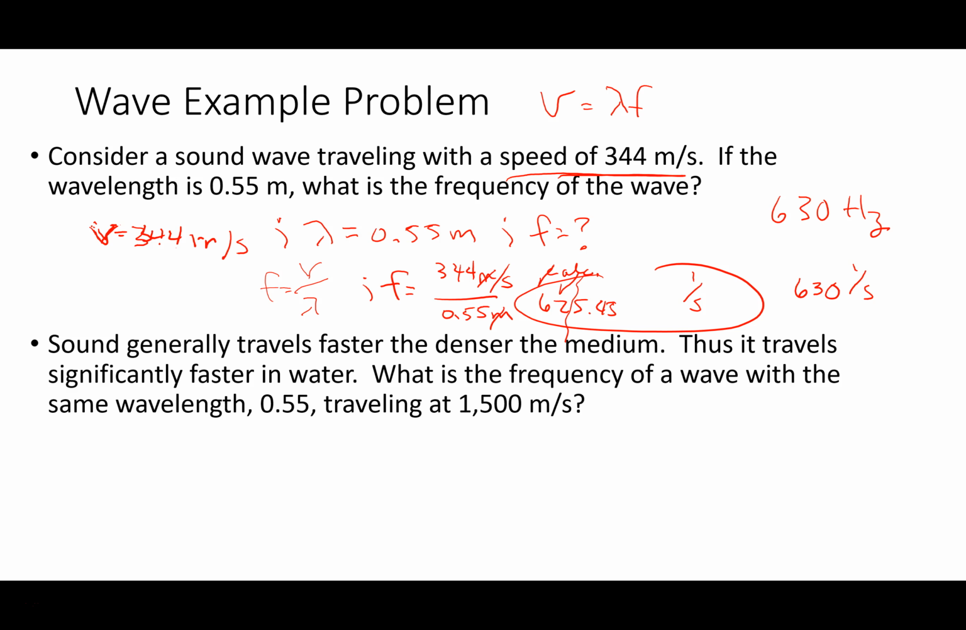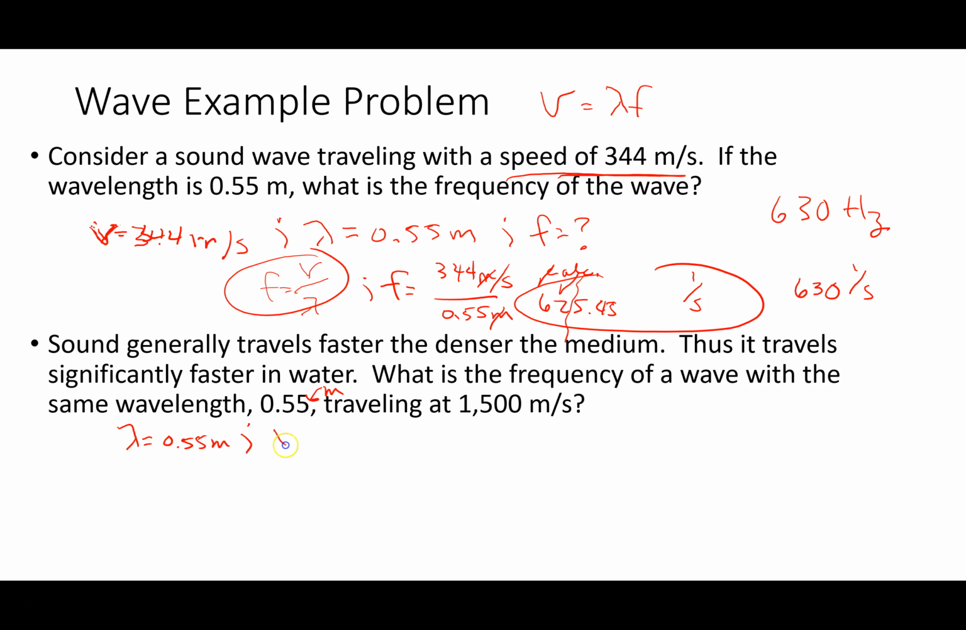Sound generally travels faster in a denser medium, thus it travels faster in water. What is the frequency of a wave with the same wavelength, 0.55 meters, traveling now at a faster speed? Okay, so it looks like we're going to use the same equation. What is the frequency? In this case, my wavelength is the same, 0.55 meters.